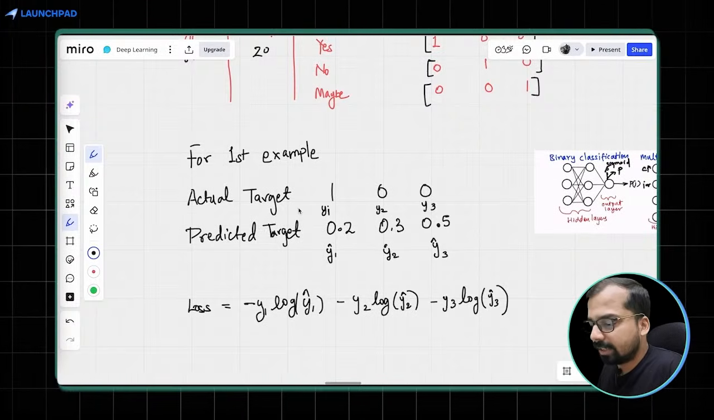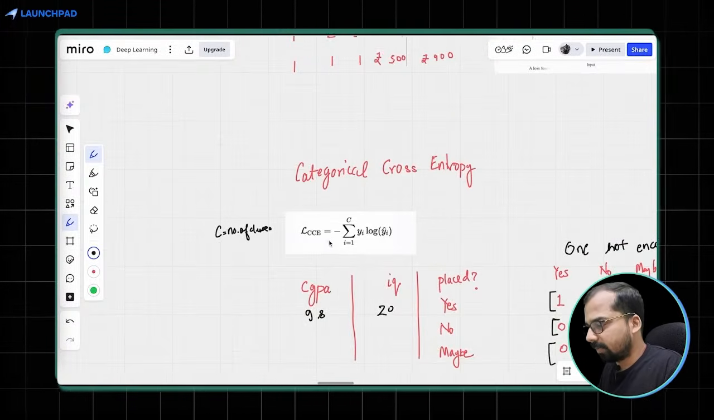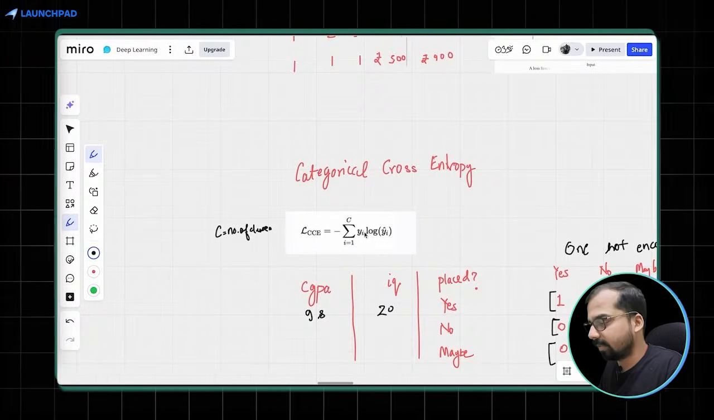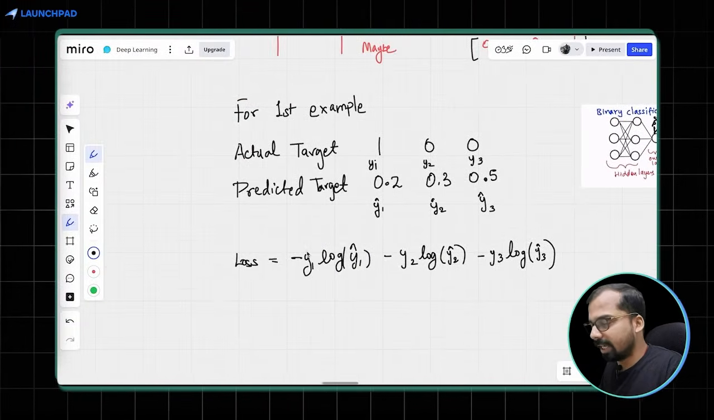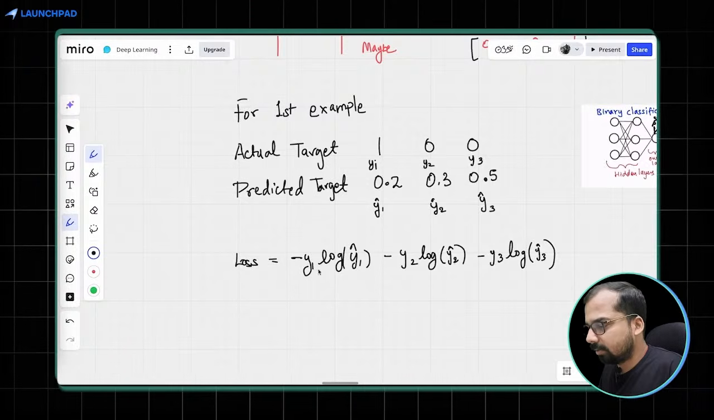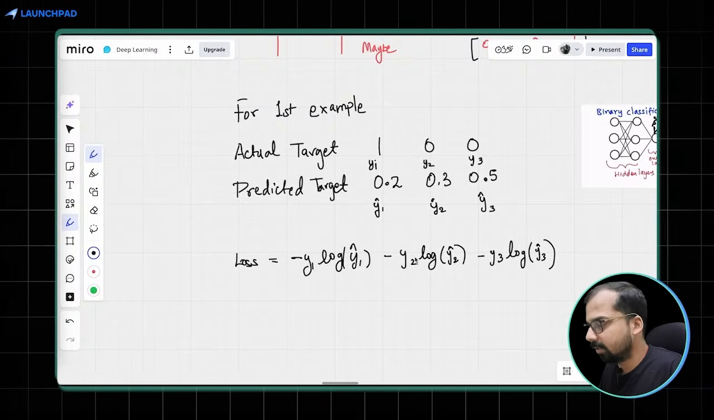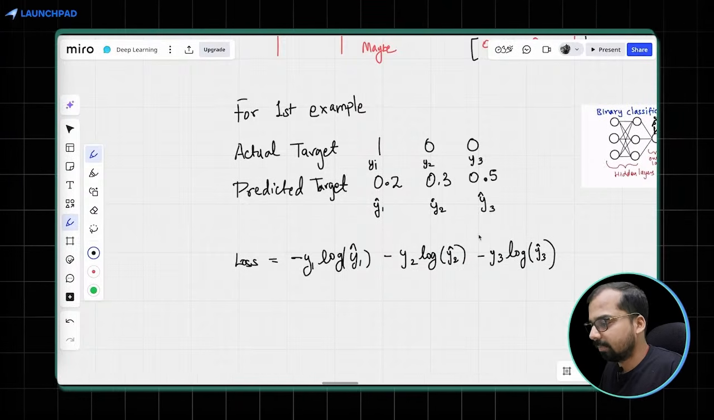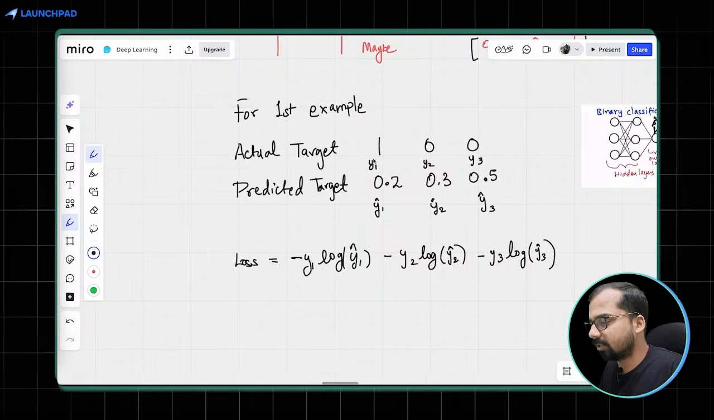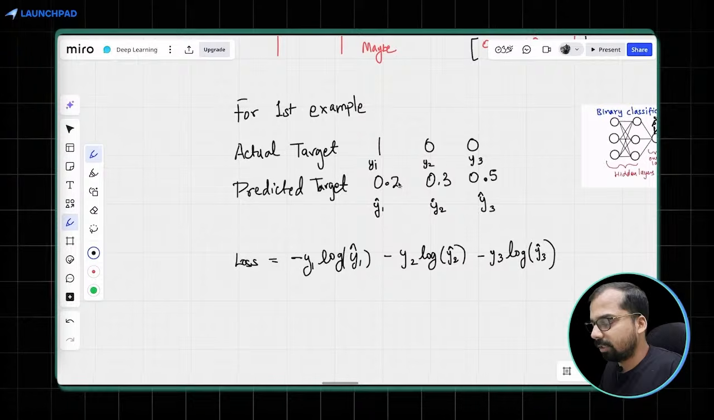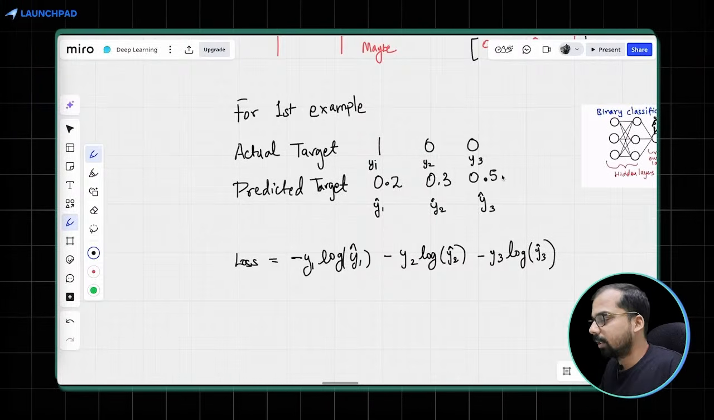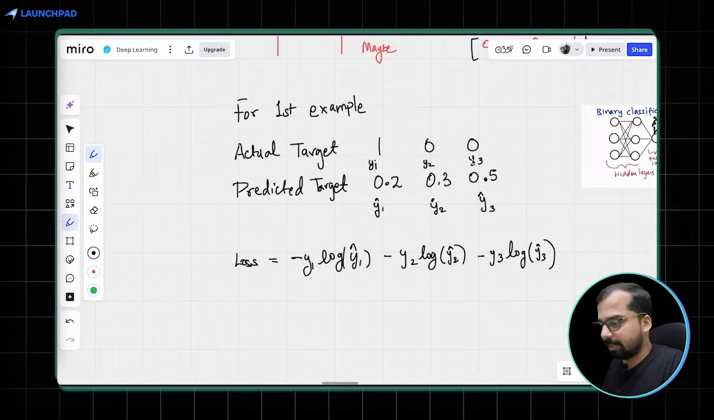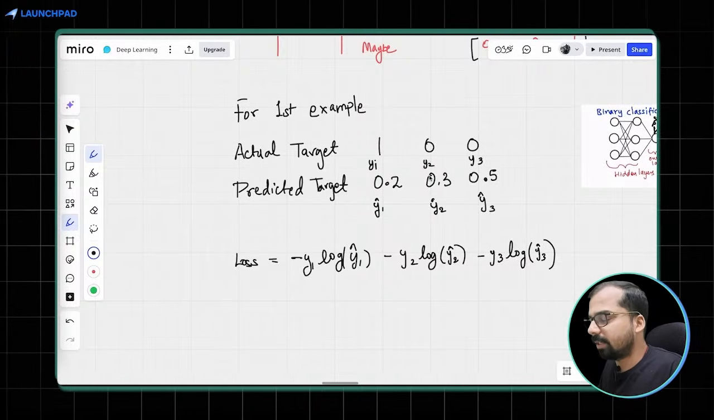Now how do we get the loss? In this formula, it is a summation over all the classes, i equals 1 till the number of classes, of yi log yi hat. Since I have 3 classes, it will be y1 log y1 hat minus y2 log y2 hat minus y3 log y3 hat. Y1 is the actual value for class 1, Y2 is the actual value for class 2 for this example, and Y3 is the actual value for class 3. Now you get the feeling why we did that one hot encoding part. And the predicted values are the probability values for each class.